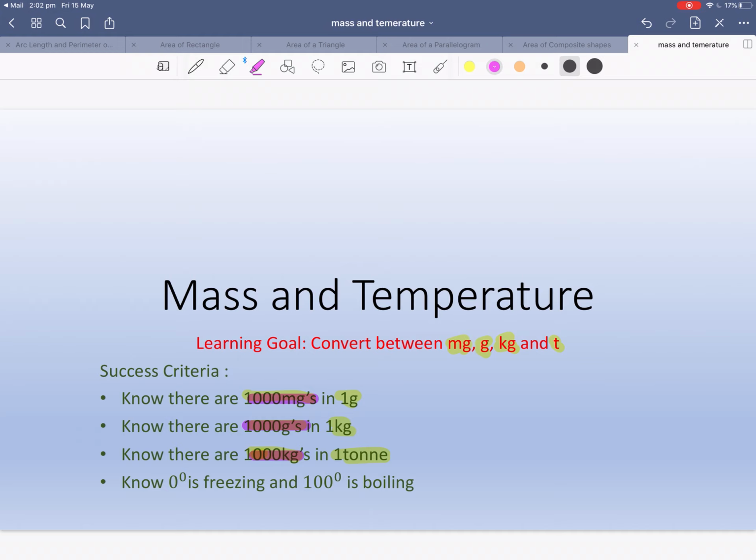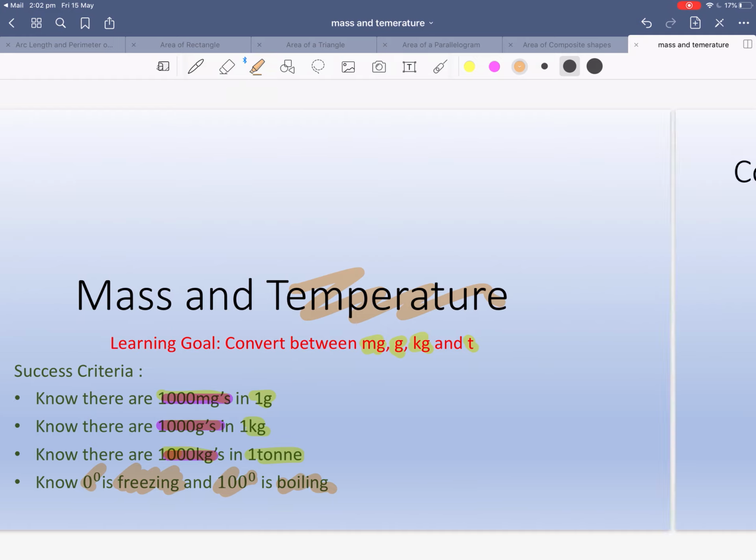And then a little bit more that I alluded to before is that because it's temperature, know that 0 degrees is freezing and 100 degrees is boiling. And in actual fact, in this lesson, that's all we're going to look at with temperature, and the rest of it will be with mass. So just have a look at all those things.